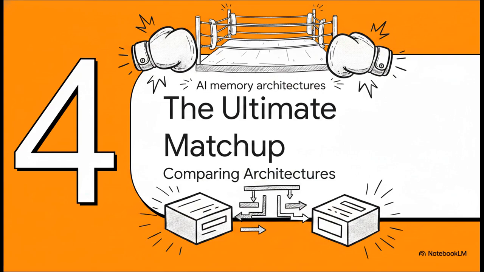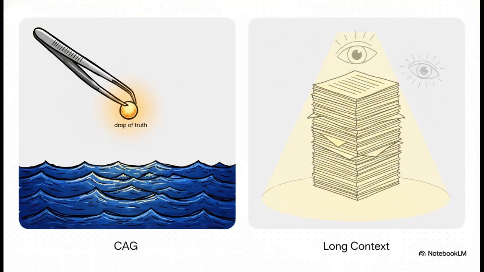Section 4, the ultimate matchup. Now, what's really interesting about this slide is seeing them head-to-head. On one side, we have CAG, targeted retrieval, highly efficient memory usage. On the other side, long context, comprehensive data ingestion, brute force processing. And neither of these is universally better. It entirely depends on the job you need done. CAG is incredibly cost-effective. It's fast, and it's perfect when you have an ocean of data, but you only need a drop of truth. Long context, on the other hand, is a total powerhouse when you need the AI to synthesize a massive document as a whole, like summarizing an entire novel or finding a contradiction hidden between page 2 and page 98. They just handle information fundamentally differently, and both are completely vital.